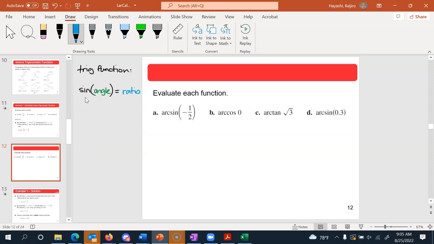Whether that's just a plain x, that's technically a ratio of x to 1. Or y, that's a ratio of y to 1, or when you're working with the tangent, that's the ratio of y and x. But in whatever trigonometric function you're using, what's going to come out is a ratio, and what you're going to put in is an angle.